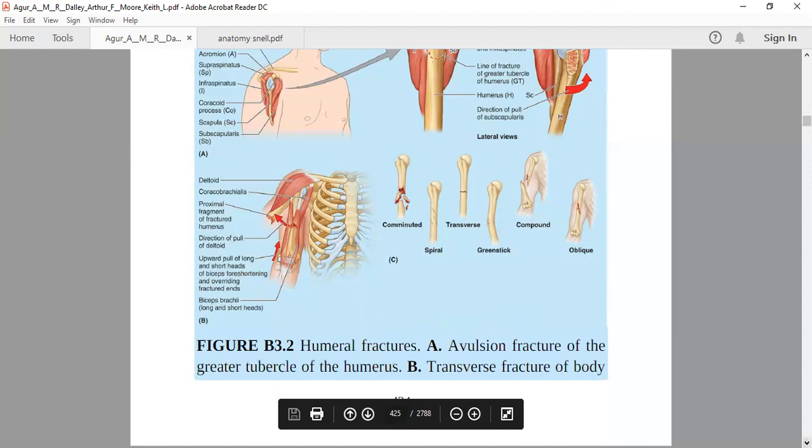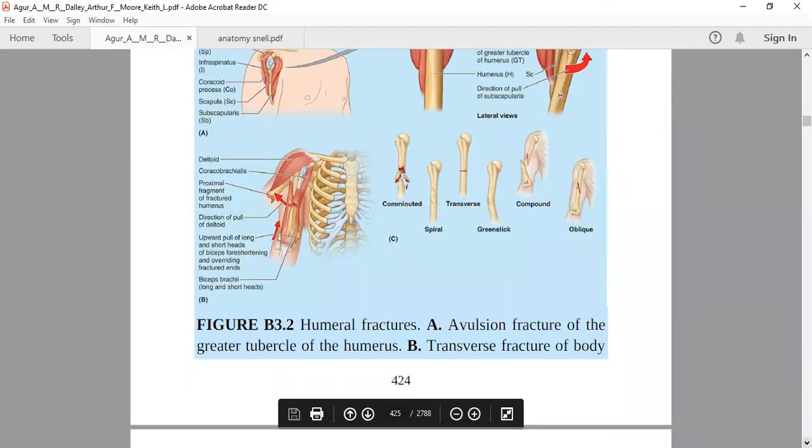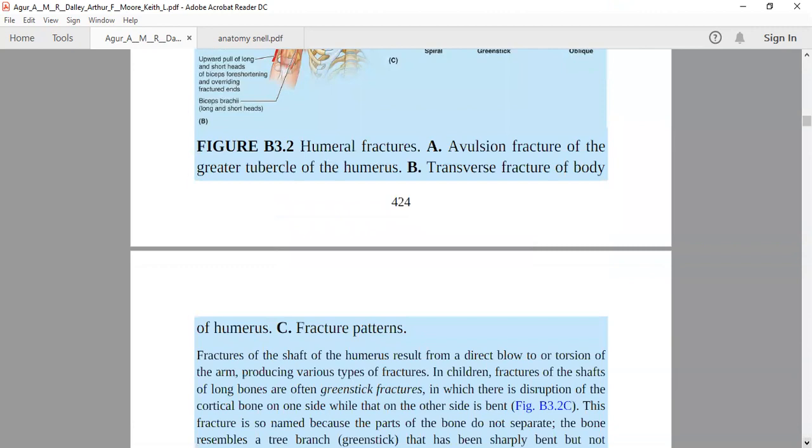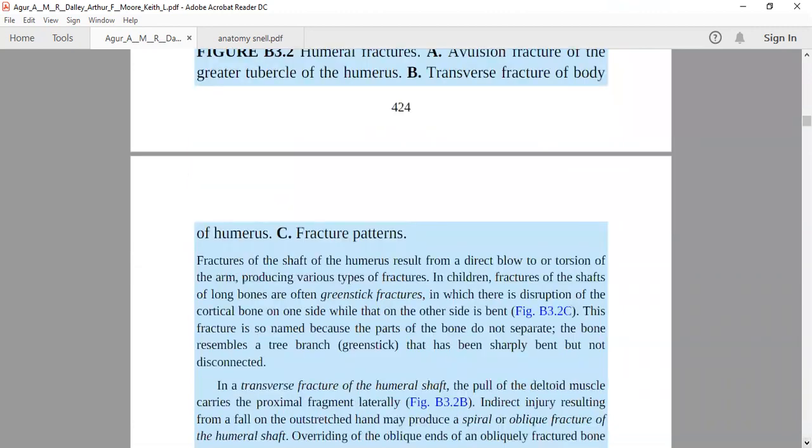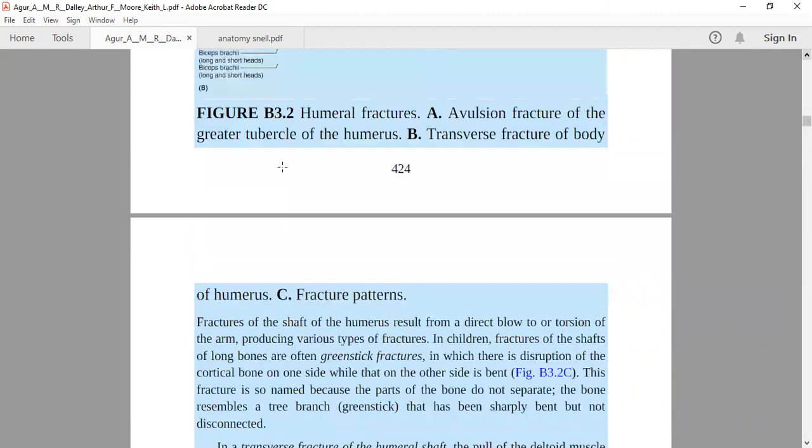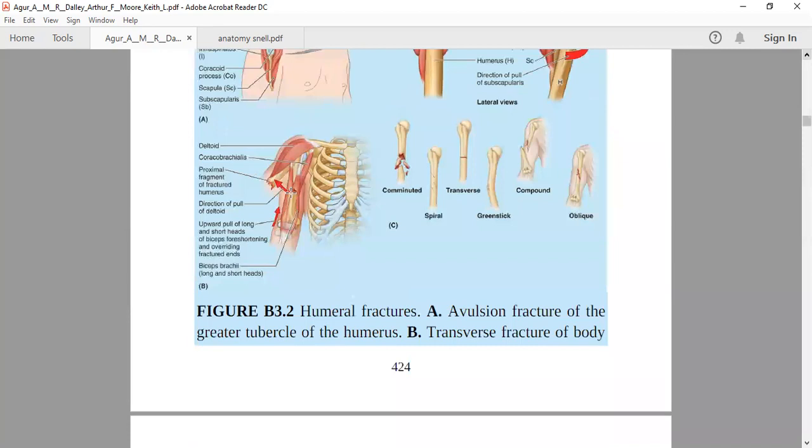Next, transverse fracture of the body of humerus. This is deltoid, coracobrachialis, proximal fragment of fractured humerus. Direction of pull in this way. Upward pull of the long and short head of biceps brachii causes foreshortening and overriding of the fracture. Here are comminuted, spiral, transverse, greenstick, compound, and oblique. These are fracture patterns.